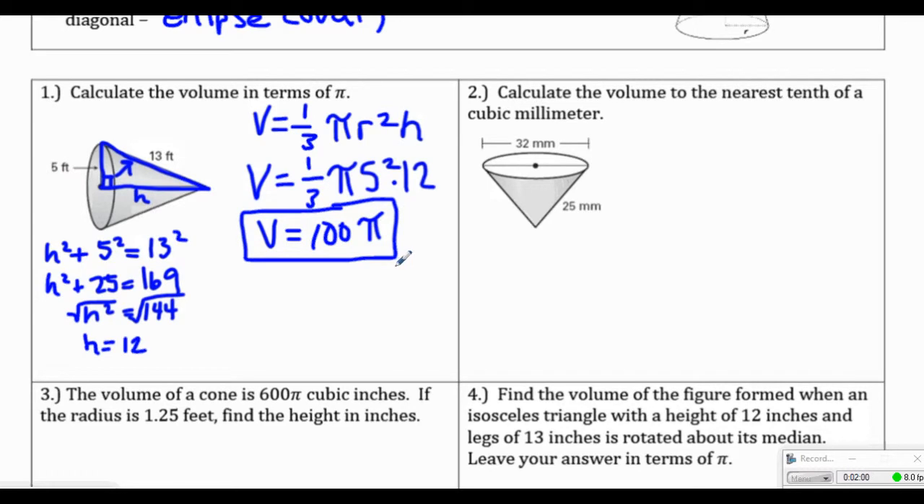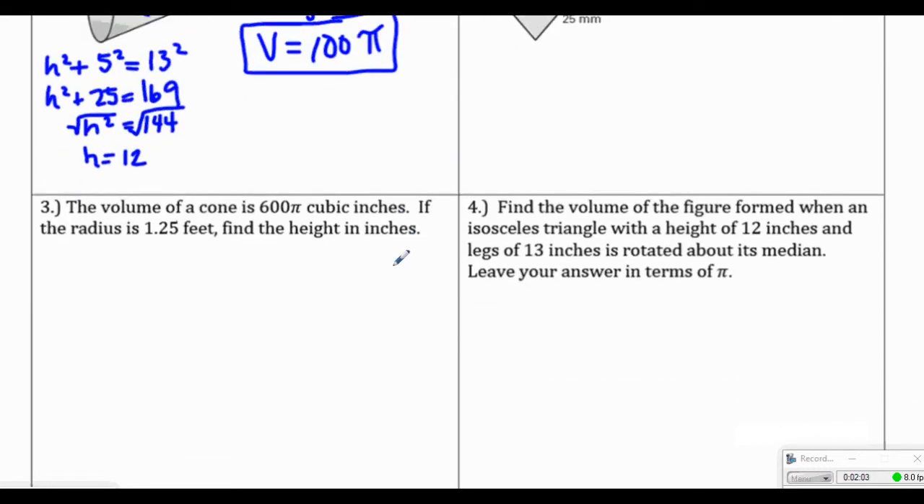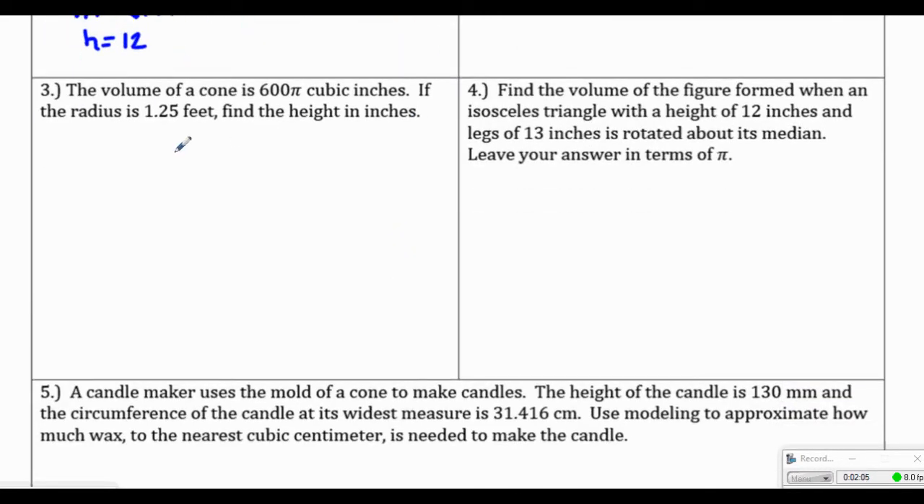Sometimes what happens is you have a problem where you have to work backwards, and that's like number 3. The volume of a cone is 600 pi cubic inches. So I'm first going to write the formula for the volume of a cone, again, right from your reference sheet. I'm going to put 600 pi underneath the v. Okay. Now, we know the radius is 1.25 feet. Well, we have a problem right now because then it says find the height in inches. I can't solve this in inches and in feet, so we need to convert to inches.